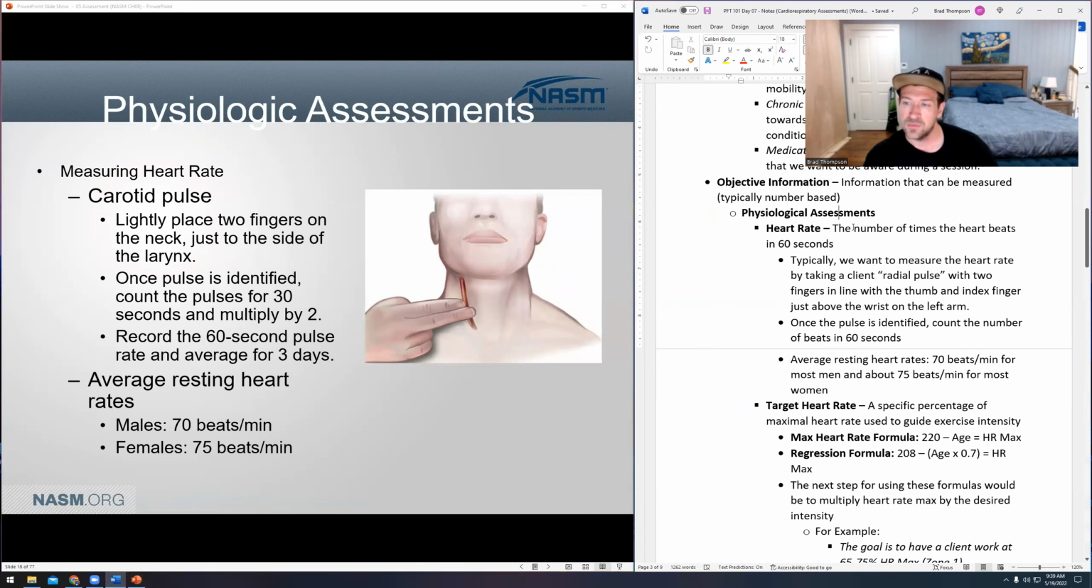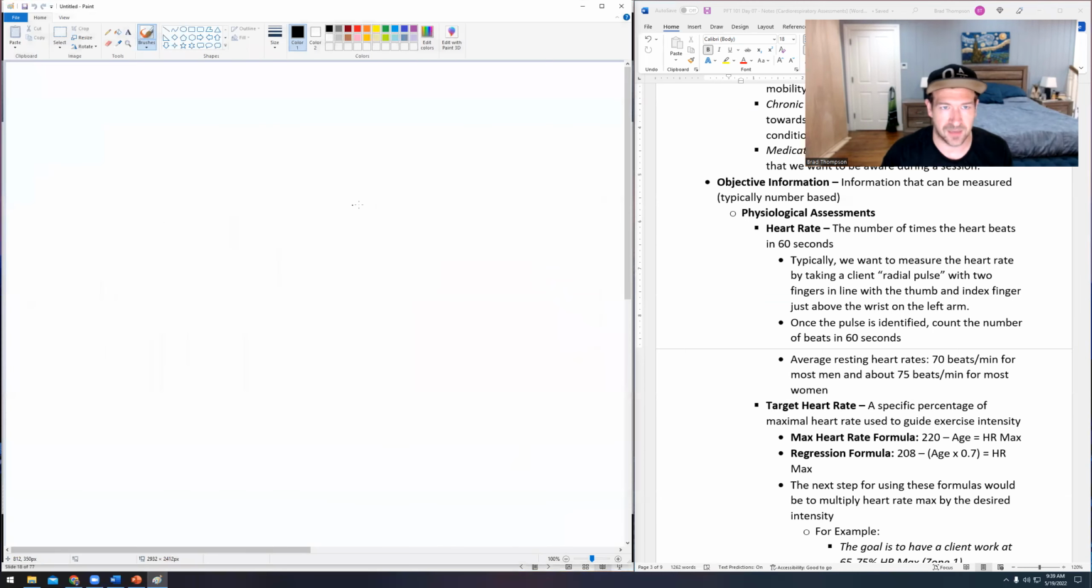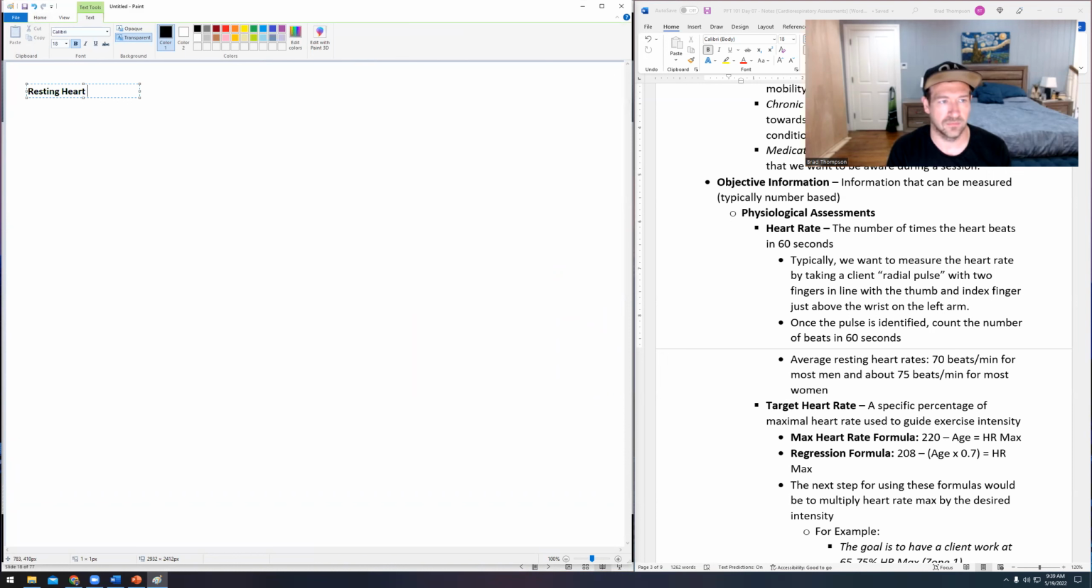So what we're going to do is count the number of beats in 60 seconds in order to determine our client's resting heart rate. So we use a lot of different heart rates in our job. One of them, and I'm just going to go ahead and put all these up here, resting heart rate is an individual's heart rate while they are at rest. Pretty simple to know that one, right?